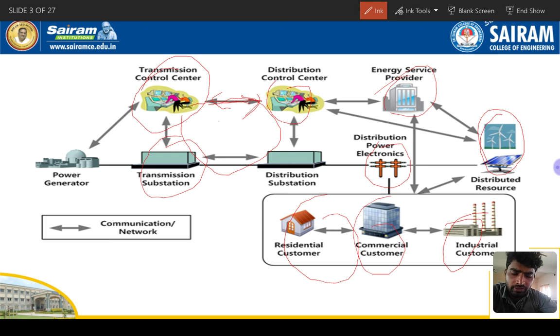At present, residential customers pay more bill compared to industrial customers, because for industrial customers there will be parts: a first part, a second part, up to 2000 minutes, this much amount.